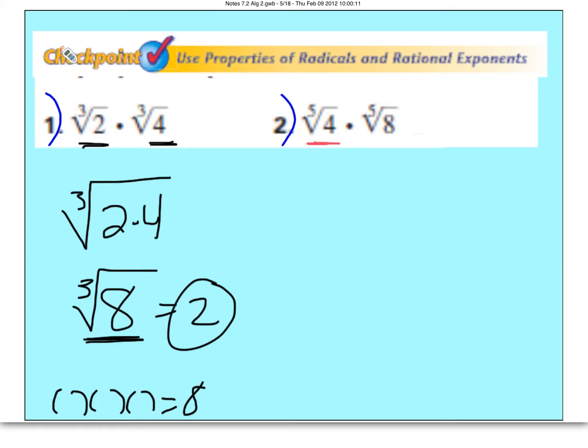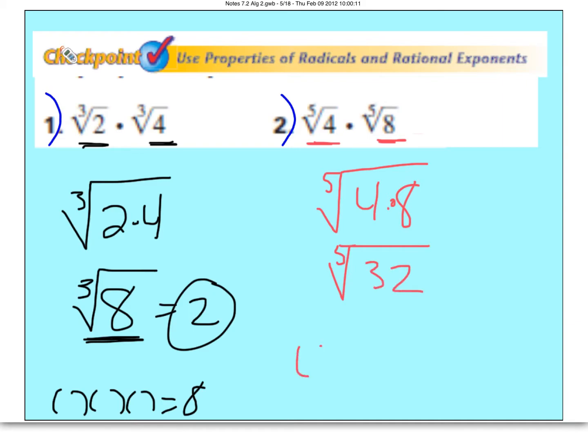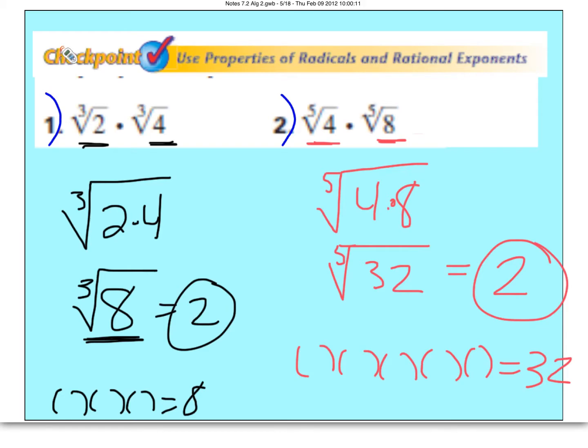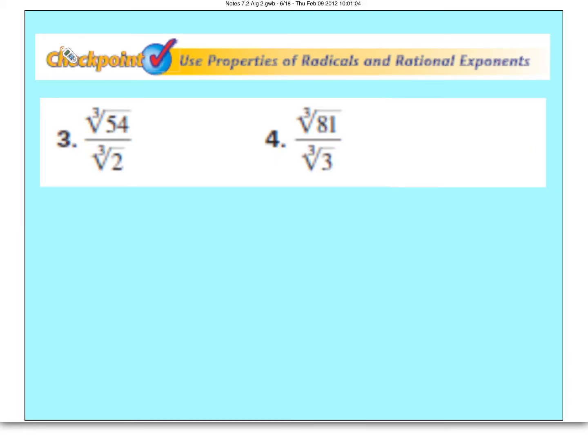Here, is there a number 5 times that gets me 4 or a number 5 times that gets me 8? There is not, so my only option is to try to crunch them together. So I'm going to multiply 4 times 8, which is 32. And then I'm going to try to evaluate it. Is there a number 5 times such that I get 32? There is a number that works for this, and it'll be 2.